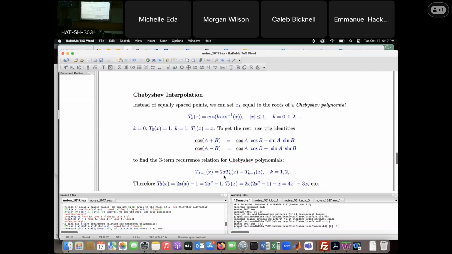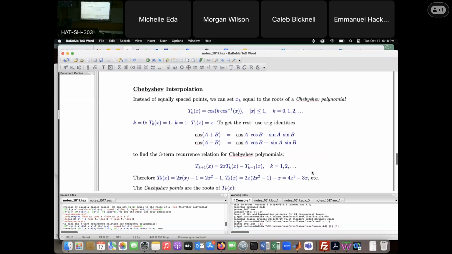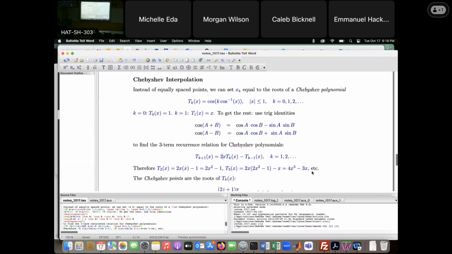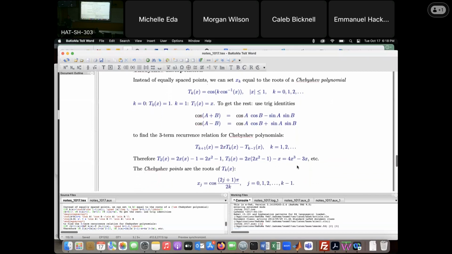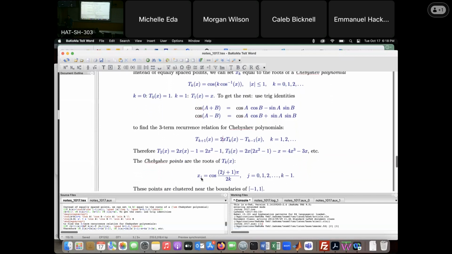the Chebyshev polynomials have a leading coefficient of 2 to the n minus 1. I think proving that is another homework problem, by induction. Now, the Chebyshev points are defined to be the roots of T_k of x. And I believe deriving this formula is another homework problem.